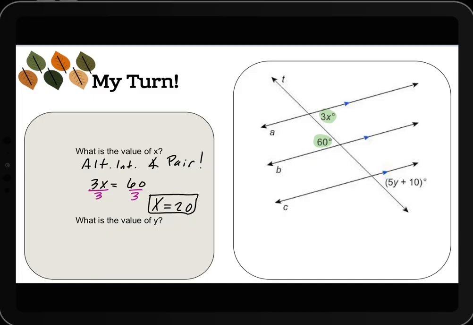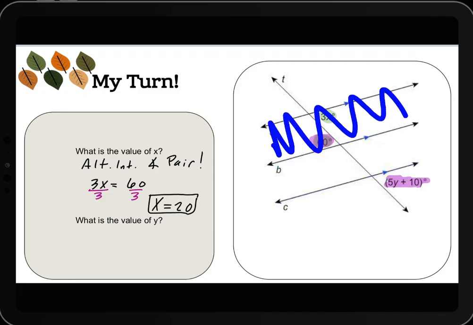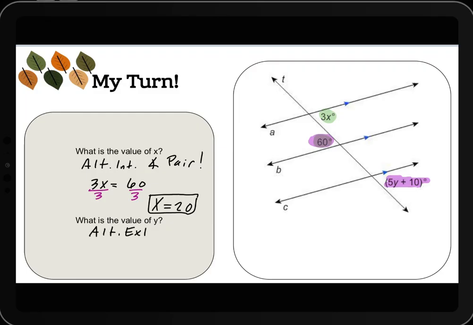And then if I go ahead and highlight this here in purple, 60 happens to be alternate exterior with 5y plus 10. If you look at these two parallel lines right here, both of the lines are cut by the transversal t such that the two angles 60 and 5y plus 10 are on the outside of those two parallel lines. They also happen to be diagonally across from each other. So that tells me that we have an alternate exterior angle pair.